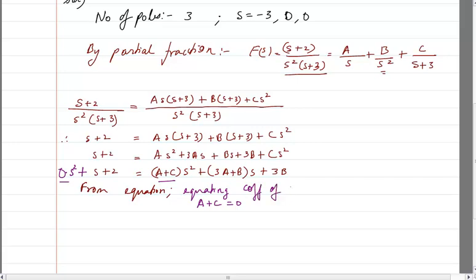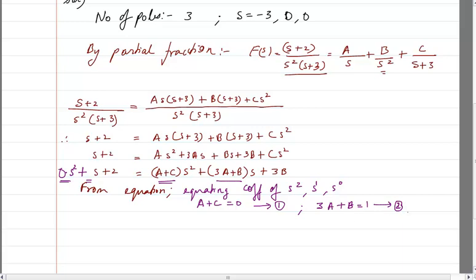So from equation, equating coefficient of s square, s and s raised to power 0. If I am going for s square, then I am having no s square here, so it is 0 into s square, so it is a plus c is going to be equal to 0, which is going to be my first equation. Similarly for s raised to power 1, it's 3a plus b, so 3a plus b is, here it is 1, so that is equal to 1. So this is going to be your equation 2.